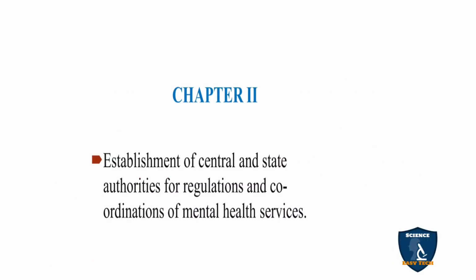Next is chapter 2. Establishment of central and state authorities for regulations and coordination of mental health services. So central government, who is responsible, state government, who is responsible for regulations and coordination of mental health services. Think that the central government has formulated a national mental health program, whatever it may be. So the state government also should go hand in hand with the central government.